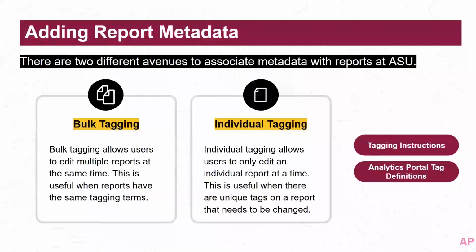There are two ways you can do that, either through bulk tagging or individual tagging. For bulk tagging, if you have multiple reporting assets that have the same tags or a level of the same tags, you can go through and do that all in one push with the bulk tagging capability. And then for more niche reports, or if you're doing reports one by one, you can tag your reports at an individual level.